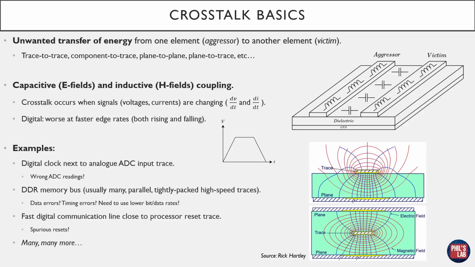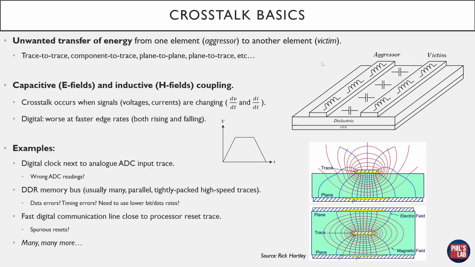Again, the victim could be a trace, it could be a component, a plane, any element that we can couple to. Of course, there can be multiple aggressors and multiple victims, but we typically boil down the problem to a single aggressor, which is our active driven line, for example, and a victim, which is passive and is effectively just a receiver. The way this unwanted transfer of energy occurs is by capacitive and inductive means. Capacitive means through E fields, so electric fields, and inductive means through H fields or magnetic fields.